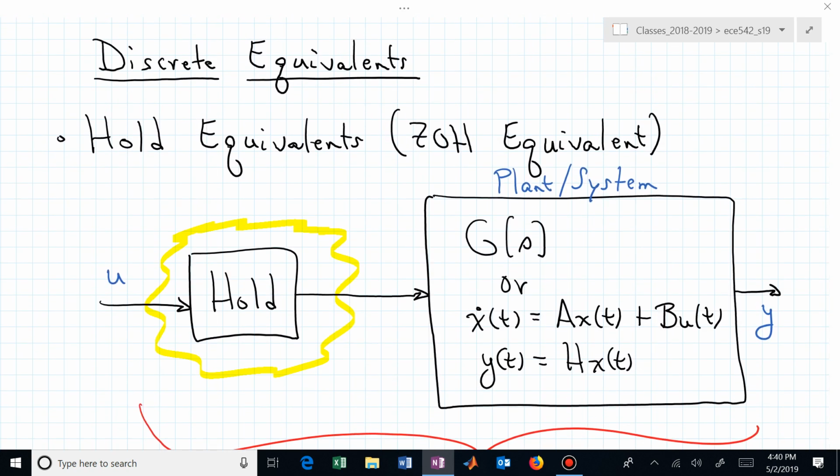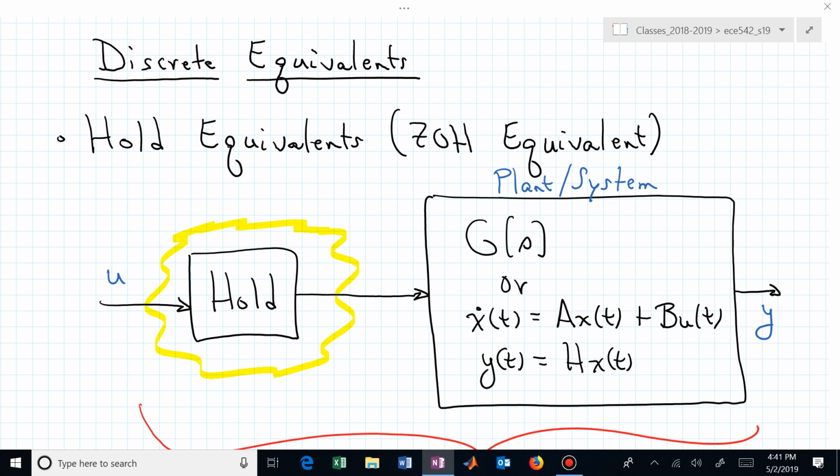Discrete equivalence. We have many different ways of going from a D of S to a D of Z, or from a G of S to a G of Z. The hold equivalents are assuming that preceding the system is a hold operation or a hold device, and I've tried to highlight that in this graphic.